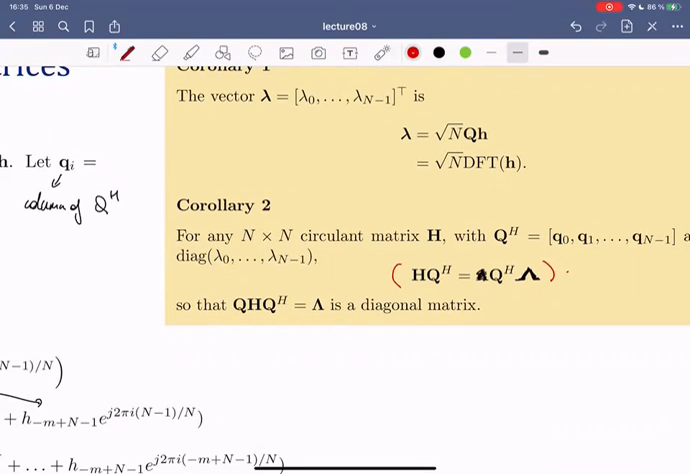So I multiply everything with q. Well, I have to decide on which side I multiply. Multiply everything with q on the left side. Then I find q h q Hermitian, which is this thing here. And then q times q Hermitian is identity. So this is a diagonal matrix. So what we've done now is we find a way to diagonalize a circulant matrix.